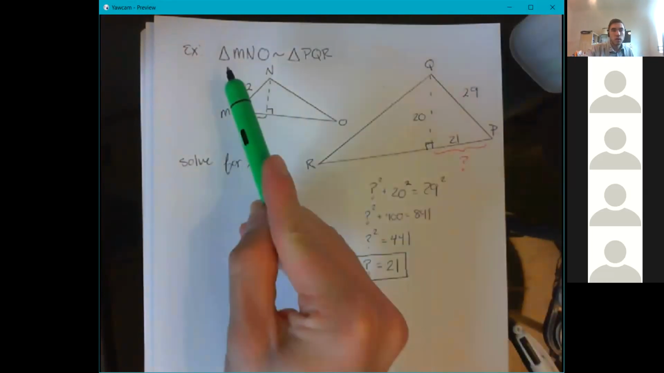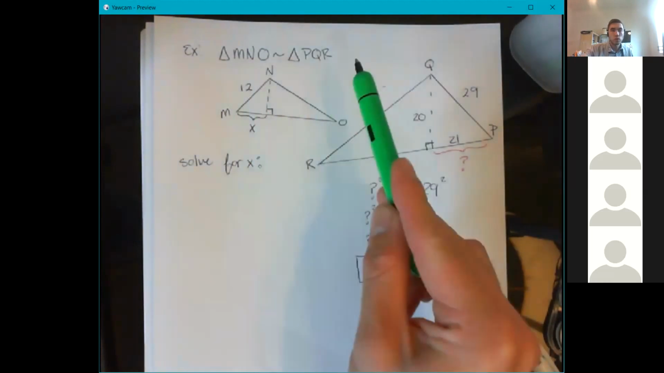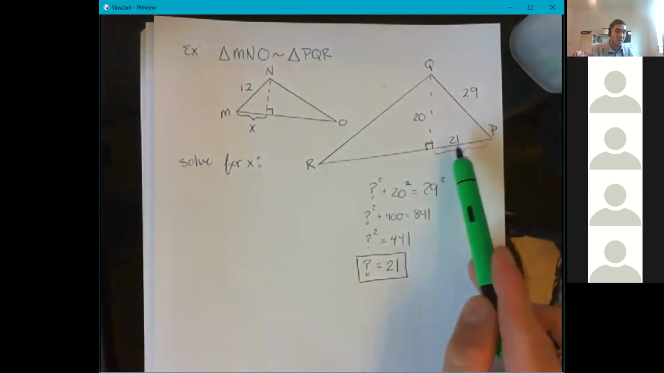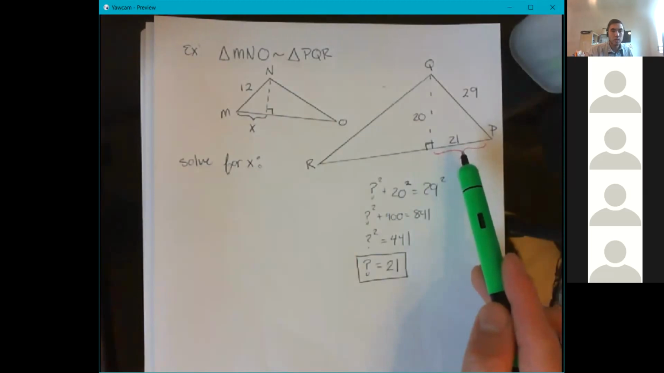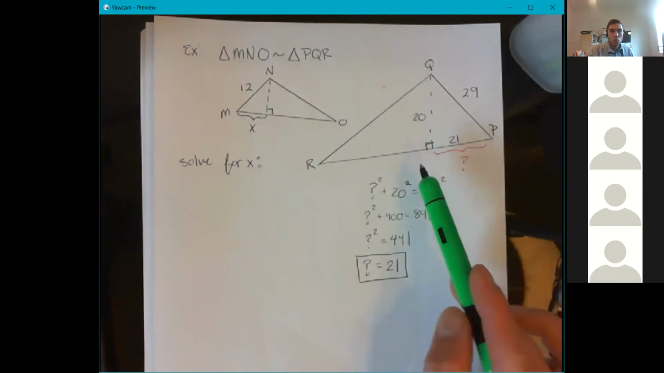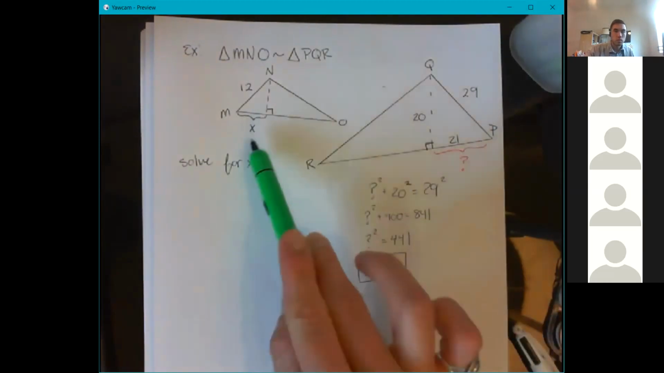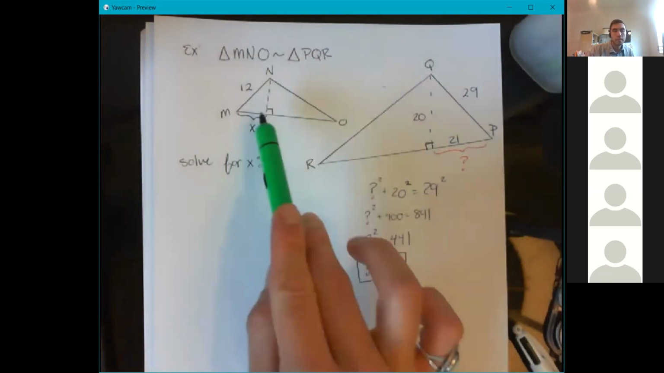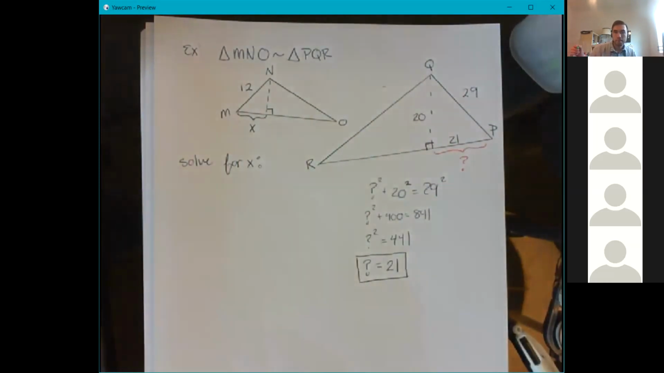Since I know that these triangles are proportional to each other overall, I know that any sublength will also fulfill that exact same ratio. And so what is a ratio that I could set up that'll let us solve for x? 21 over 29 is equal to x over 12.